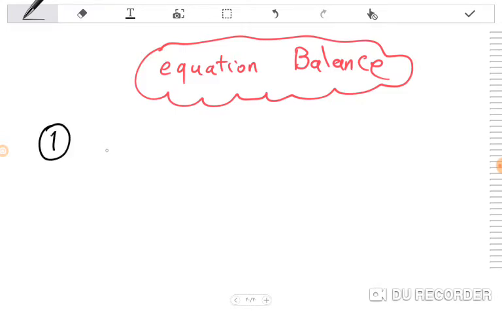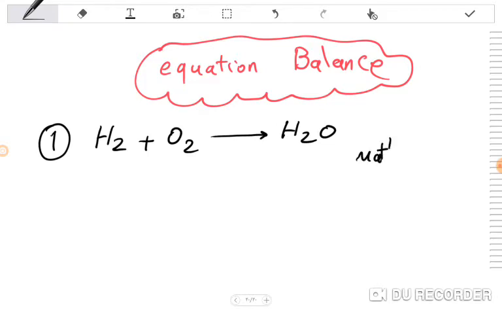Example number 1 is the reaction between H2 hydrogen and oxygen. Their product after the reaction is H2O. There are many techniques for balancing chemical equations, but today we are using the math technique. How can we use math to balance a chemical equation?